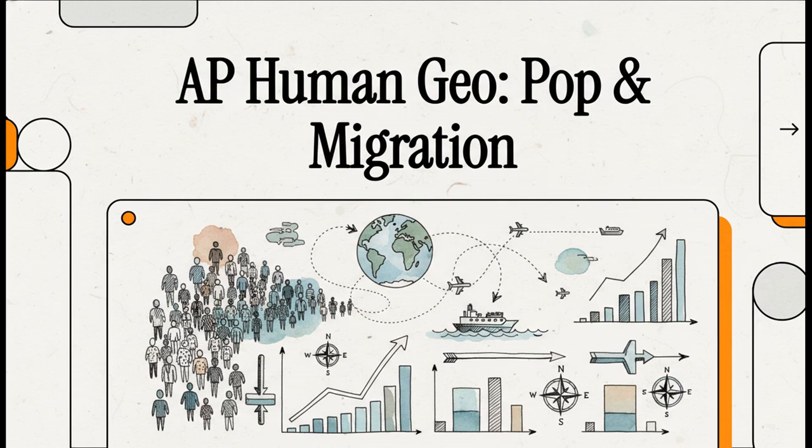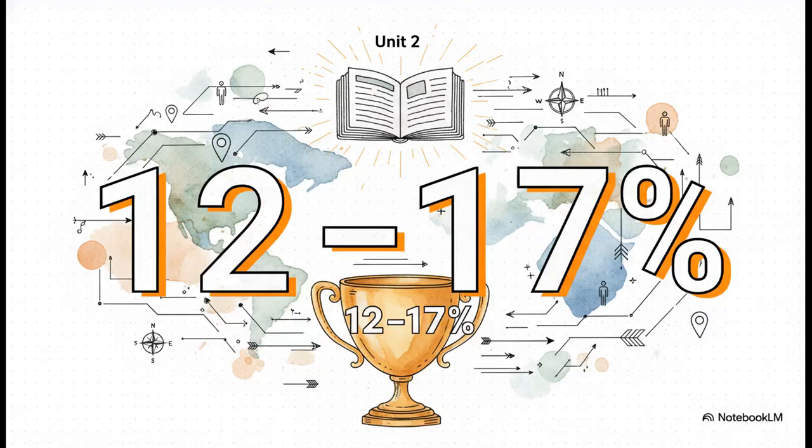All right, let's jump right into one of the most important units in all of AP Human Geography, population and migration. We're going to break down the key patterns and processes you absolutely need to know to crush your exam. So why does this unit matter so much? Well, look at that number. Unit 2 is a huge chunk of your final exam score. Getting these concepts down isn't just interesting, it's absolutely critical for getting that 4 or 5.